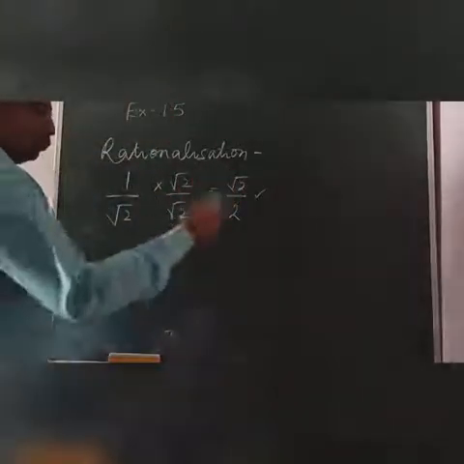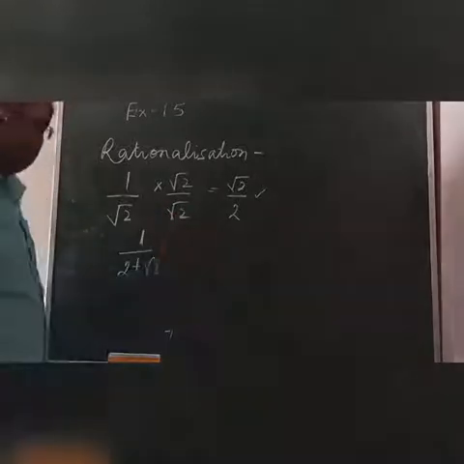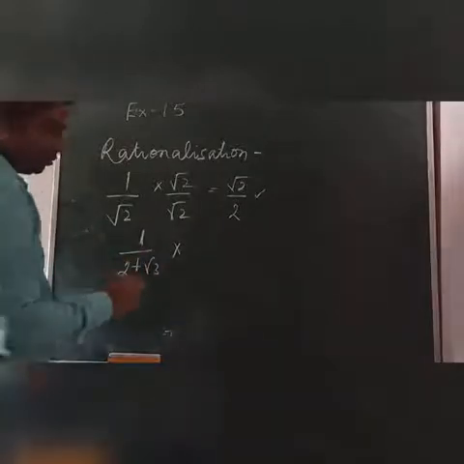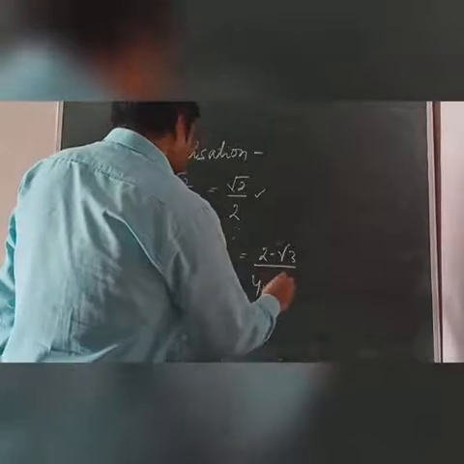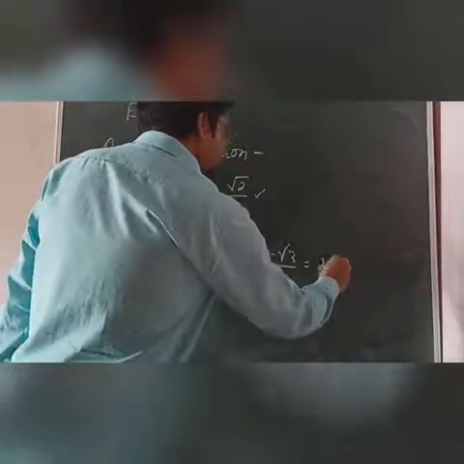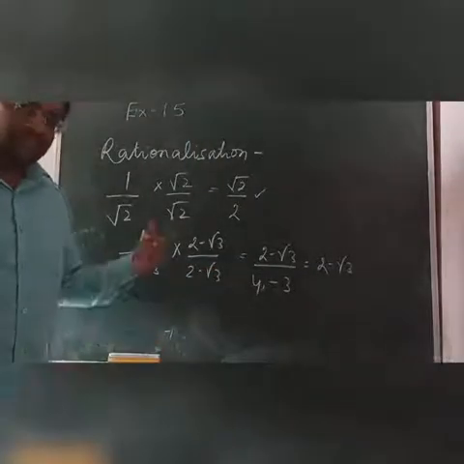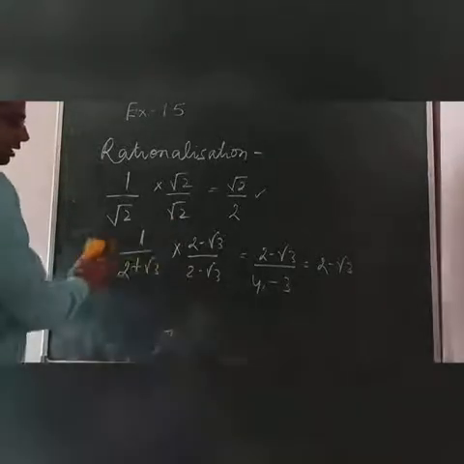Okay. Now suppose one more question is given: 1 upon 2 plus under root 3. We want a rational number in the denominator, so we multiply by 2 minus under root 3 upon 2 minus under root 3. Now you will get 2 minus root 3 in the numerator, and in the denominator 2 square means 4 minus 3. So in the denominator you get only 1, and we can change it like this. So if any irrational number is given, we can rationalize that number.